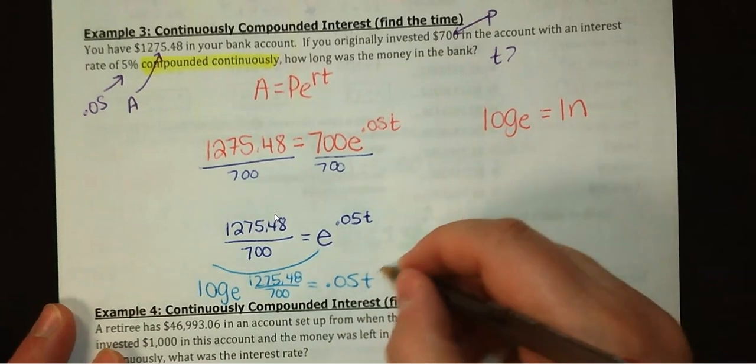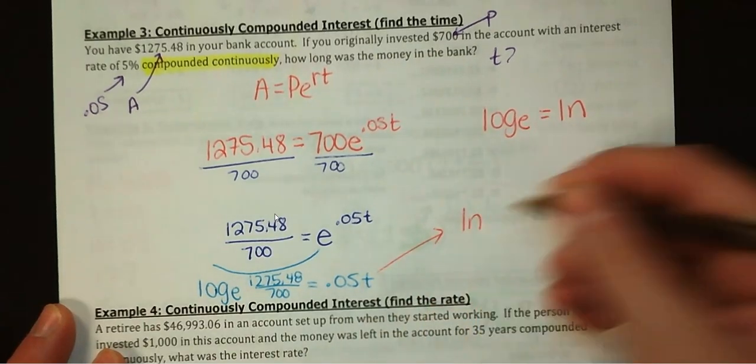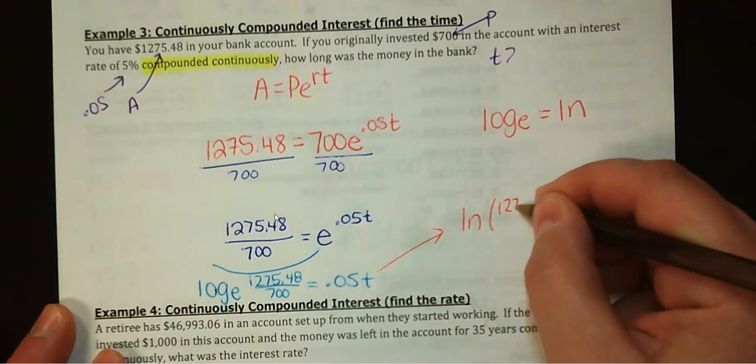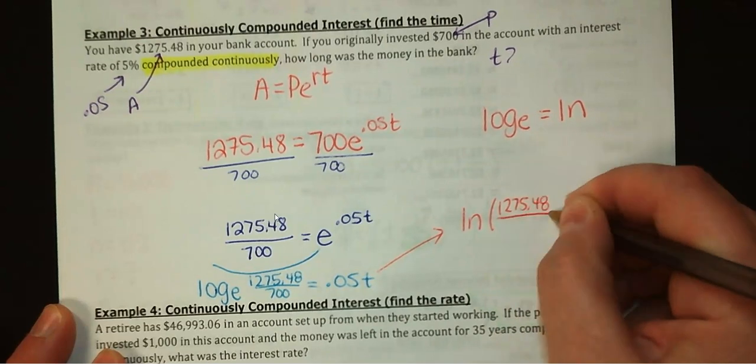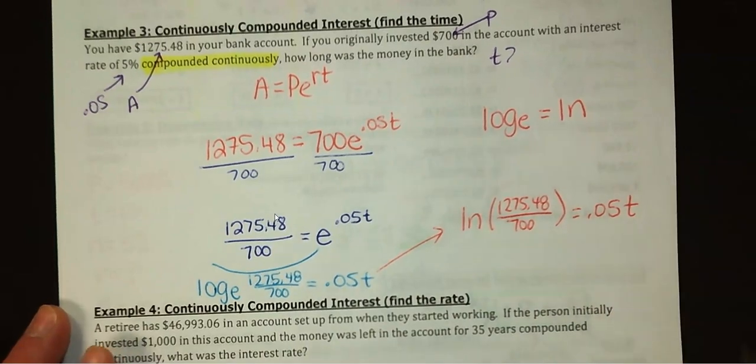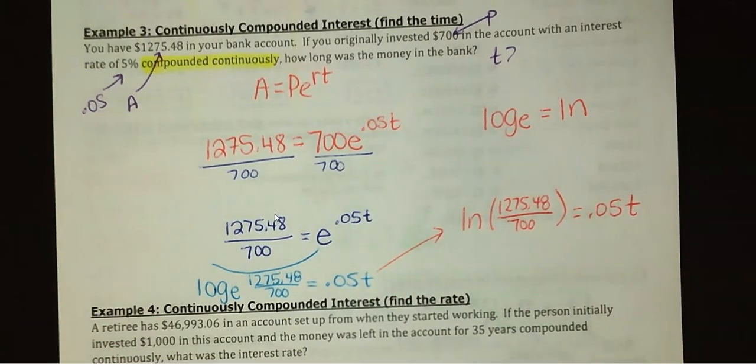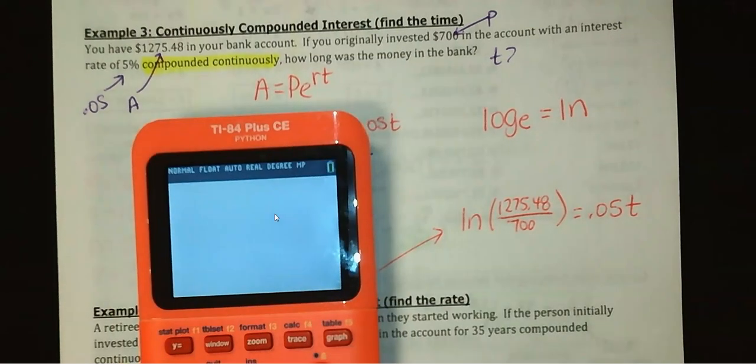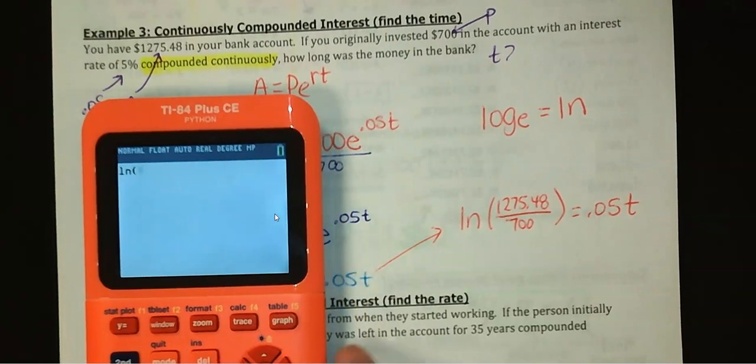What I'm going to do on my calculator, I'm just going to do natural log. That's the log base e of that 1275.48. We'll just type this right in the calculator, 700. And then that's equal to 0.05 multiplied by the time that this is in the bank. So after I do that natural log, we'll have to divide that by 0.05, but then we'll be done. So I'm just going to hit my natural log button. Just don't hit second with the button we were doing for e.